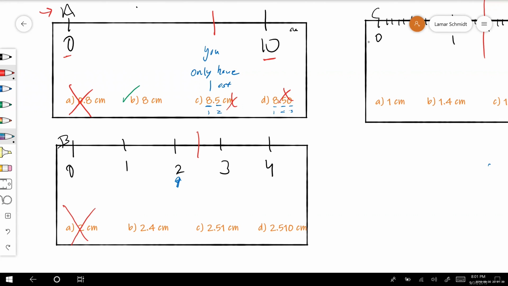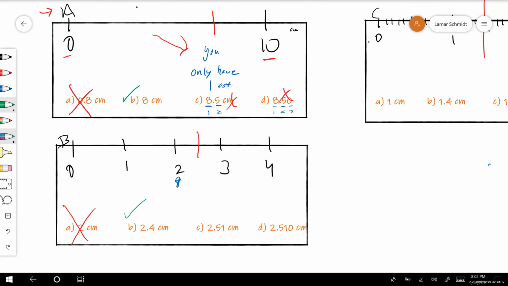Now, if you look at choice B, it has 2.4. It's guessing where it is between 2 and 3, and you're saying 2 I know of, 0.4 is my estimation. So that is one estimation, and you got it. You only have one estimation. So this gives one estimation, and it's a good measurement.